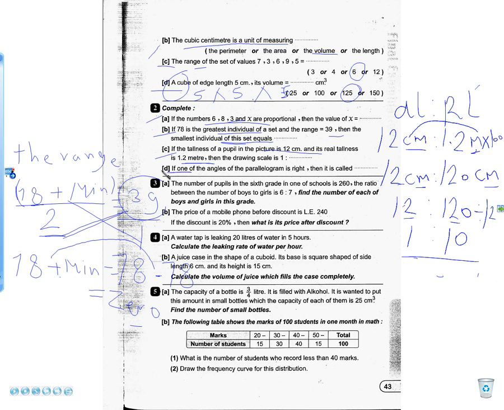Then we move to letter D. If one of the angles of a parallelogram is right, then this one is called either a square or a rectangle. Why, mister? Because the four angles of a square or a rectangle are right angles. They both have four right angles, but they differ in the adjacent sides.